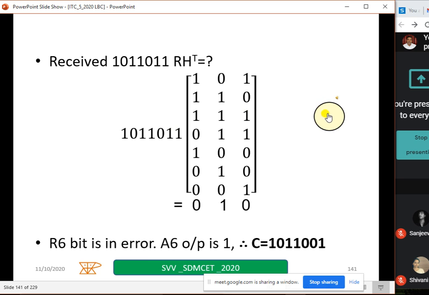I'll wait for another 10 seconds. Those who are still doing, I'll let them complete. After another 10 seconds, I'll go to the next slide.